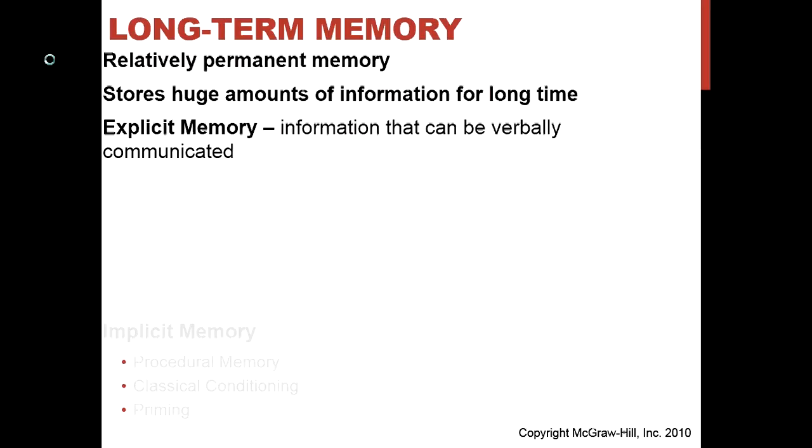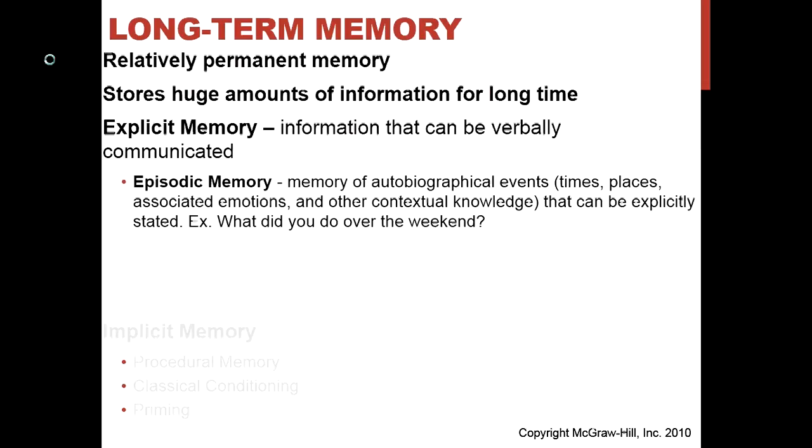Now, there's two types of long-term memory. We either have explicit memory, which is essentially information that we can verbally communicate. Explicit memory is divided into episodic memory, which is primarily memory about our autobiographical events, so the time, places, emotions, those kind of things that are associated with something very specific that happened in our life.